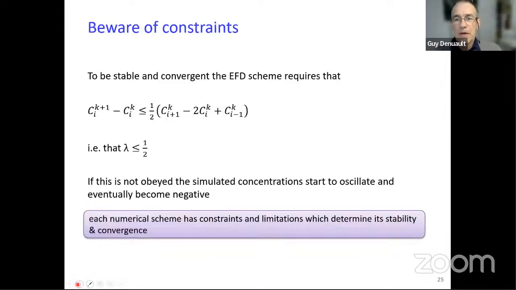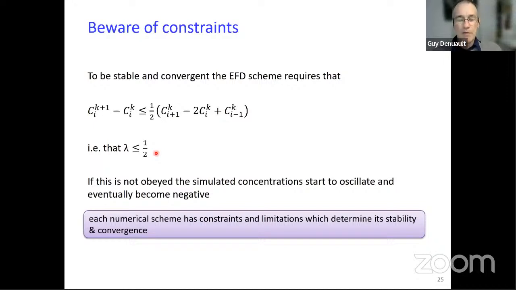So there is one constraint that we need to be aware of, because this scheme will only work if the change you make to the concentration I between the current time and the new one, this change has to be small compared to these values, and it's got to be less than half of those, which implies, if you work it out, that lambda must be less than half.